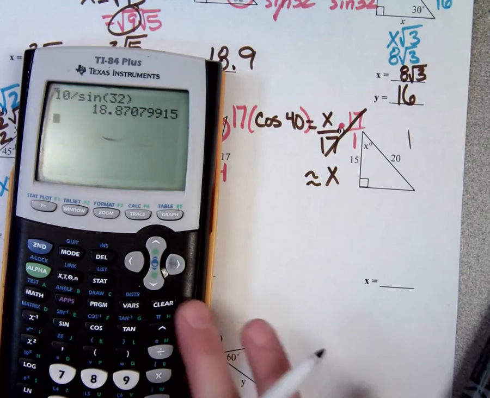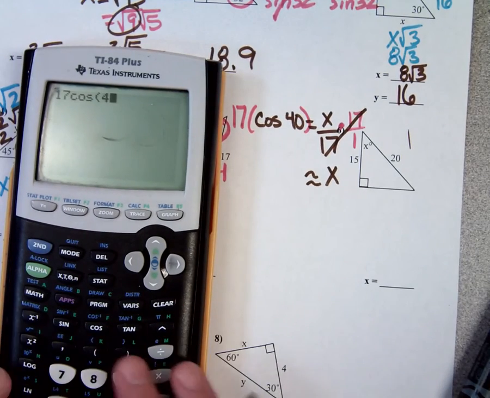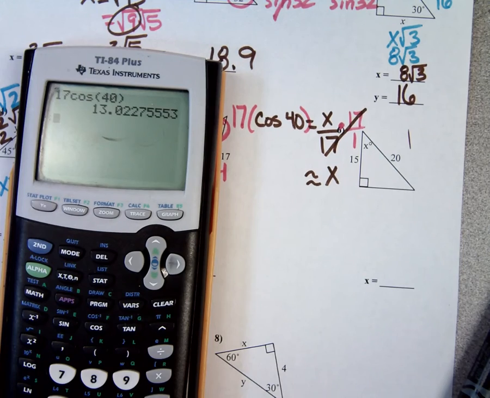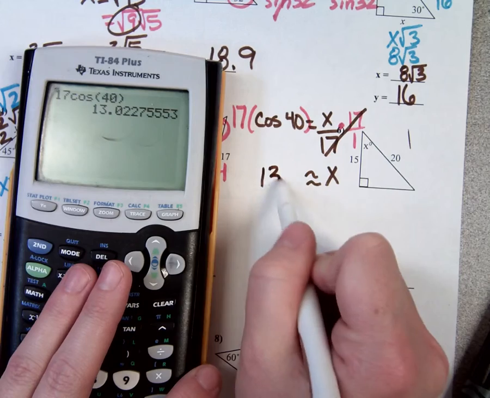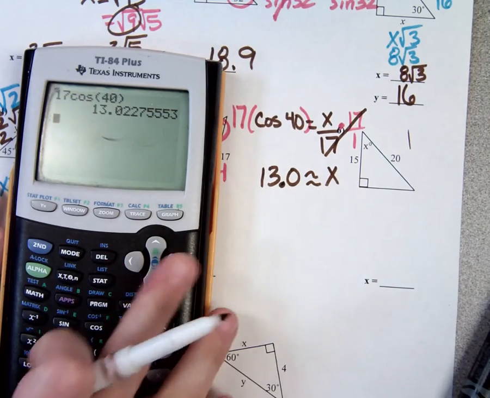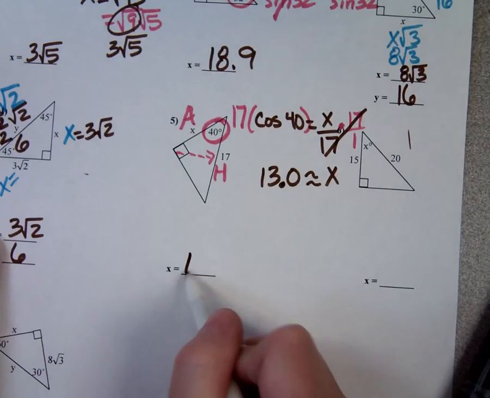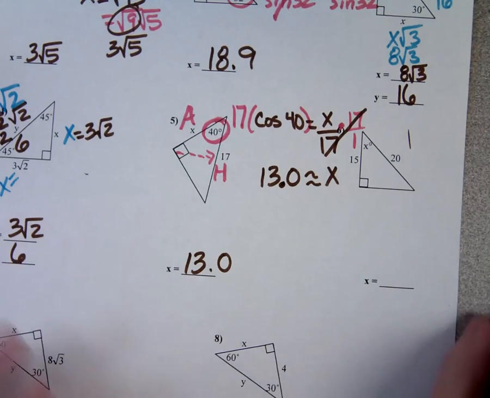So in the calculator, I'm going to type in 17 cosine of 40. And what would you say to the tenths? 13, or 13.0 if we give a number in the tenths location. So X is about 13.0.